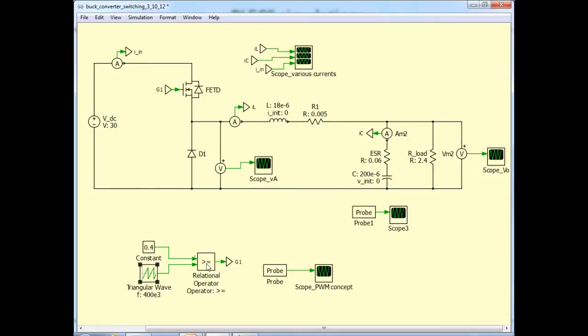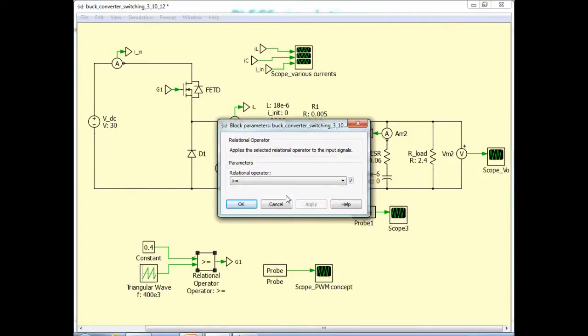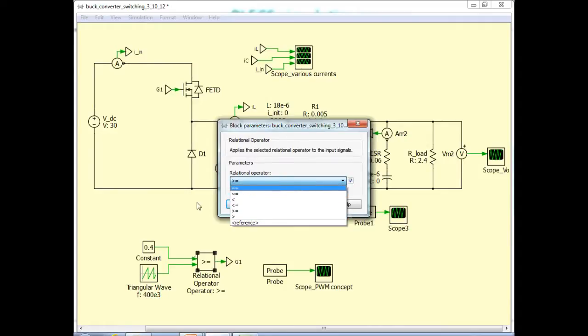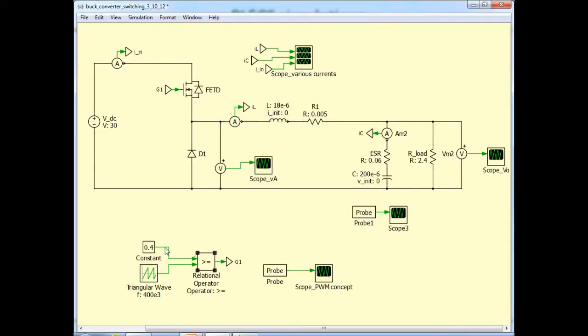Now this is a relational operator, and there are several relationships that we can give, such as equal to, not equal, less than, greater than, and so on. The one that we're using here is greater than or equal to. So essentially, whenever the signal at the dot is greater than or equal to the signal at the other input, then the output is 1. If not, the output is 0. So essentially this generates 1 when the control signal is higher than the ramp instantaneously, and 0 otherwise. And that's exactly what we need to drive the MOSFET.